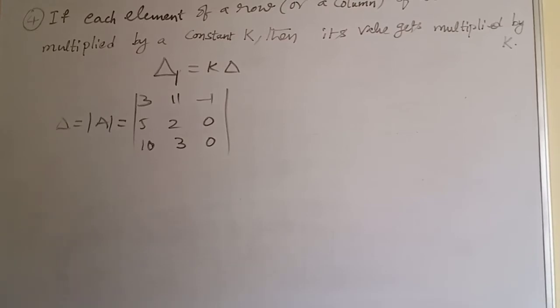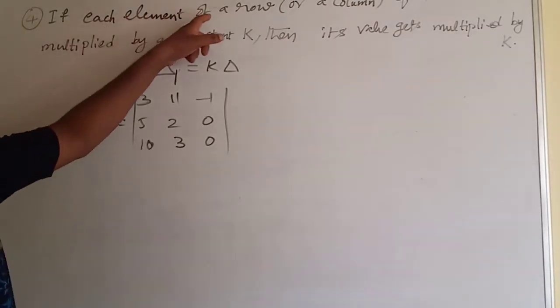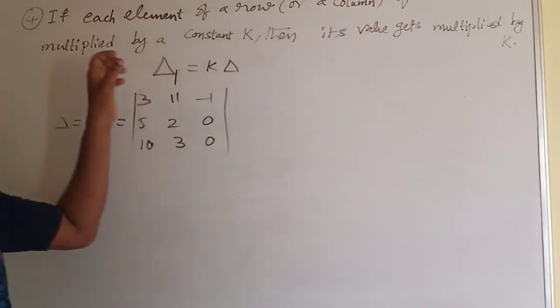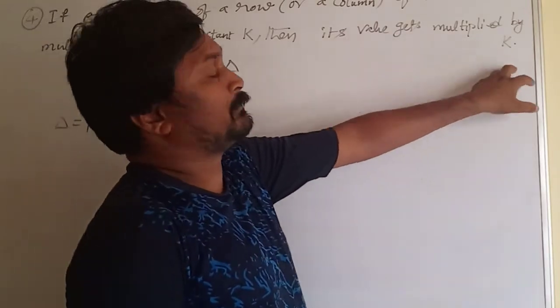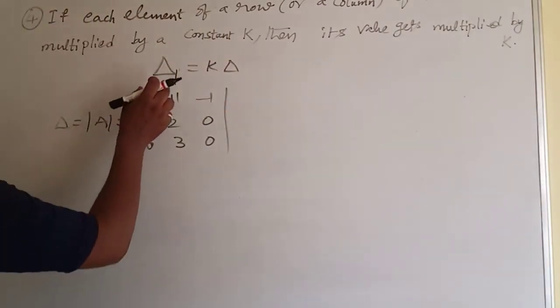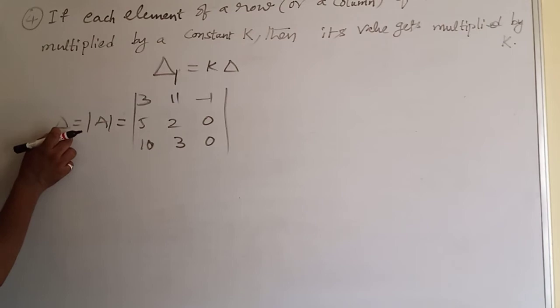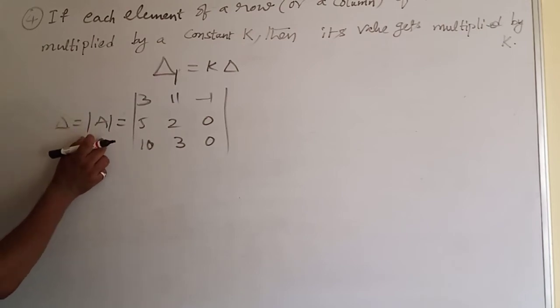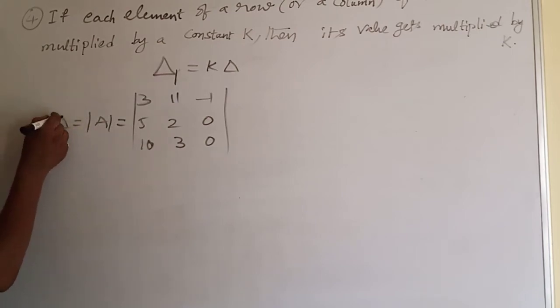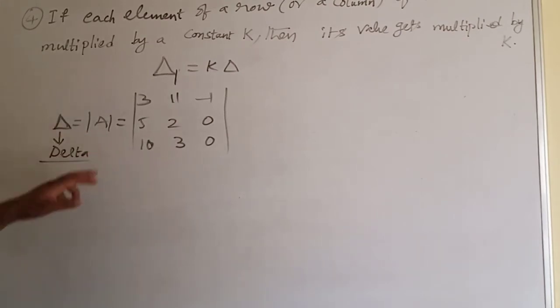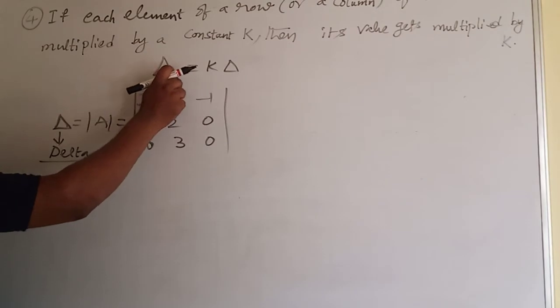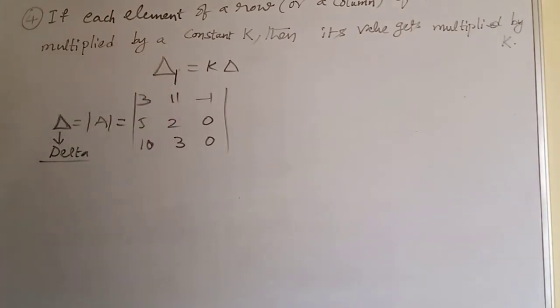Alright, let's discuss the fourth one. If each element of a row or column of a determinant is multiplied by a constant k, then its value gets multiplied by k. Delta is nothing but det A. We can represent det A with delta also. This triangle we need to read as delta. So delta 1 is your resultant one when you multiply with k.